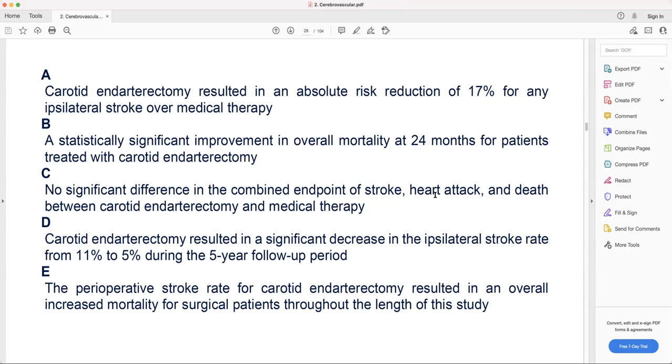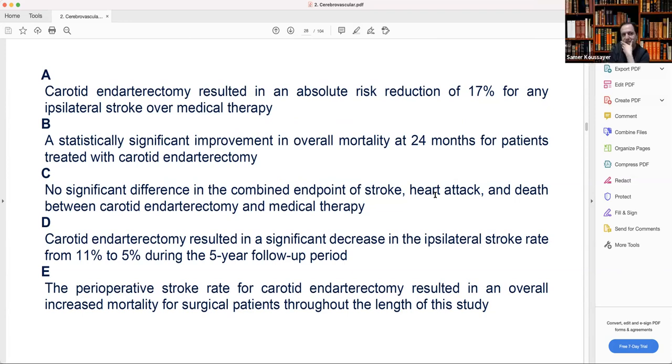Statistically significant improvement in overall mortality at 24 months for patients treated with carotid endarterectomy. We said stroke. So we don't talk about this, so we don't know. They did not look at that. So it could be, I mean, you're right, but it's not what the trial said. So it's not part of the trial, okay?